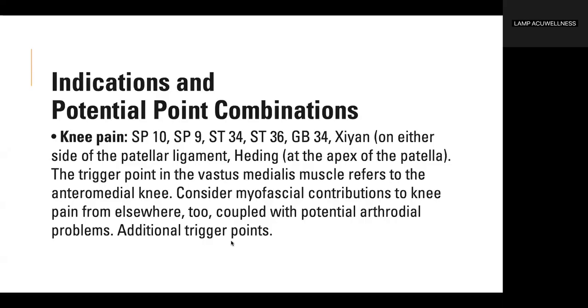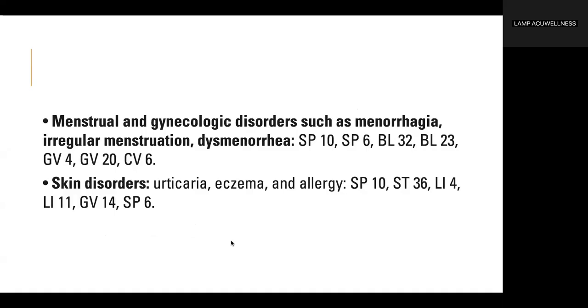So for knee pain, we combine Spleen 10 with Spleen 9, Stomach 34, 36, GB 34, Xiyan on either side of the patellar ligament, hurting at the apex of the patella. The trigger point in the vastus medialis muscle refers to the anteromedial knee. Consider myofascial contributions to knee pain from elsewhere too, coupled with potential arthrodial problems, and additional trigger points.